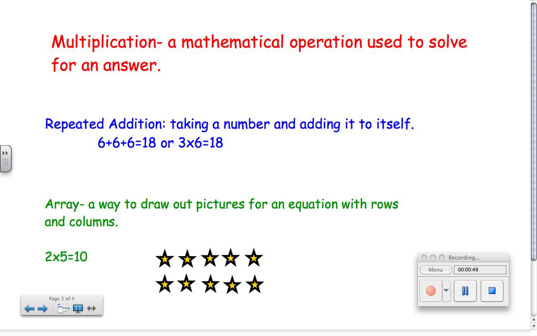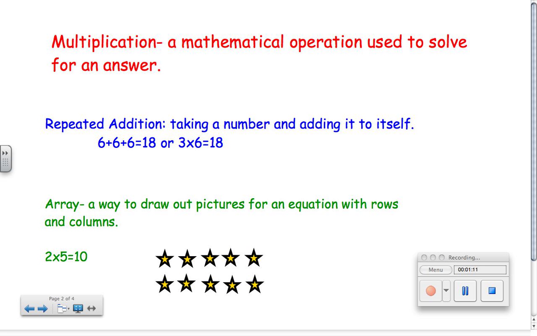One is repeated addition. Repeated addition is taking a number and adding it to itself. So here's an example of a repeated addition problem. 6 plus 6 plus 6 equals 18, or 3 times 6 equals 18. We took 6 and added it to itself 3 times to get the answer of 18.